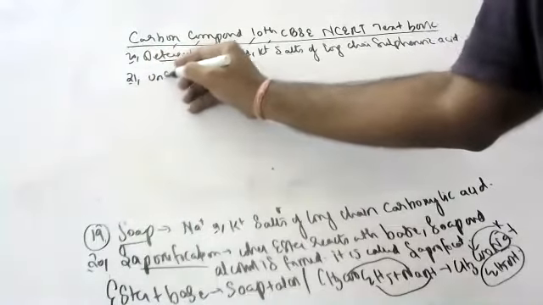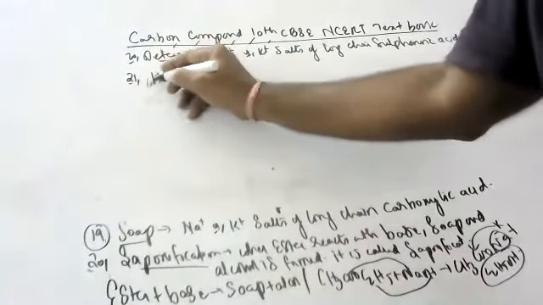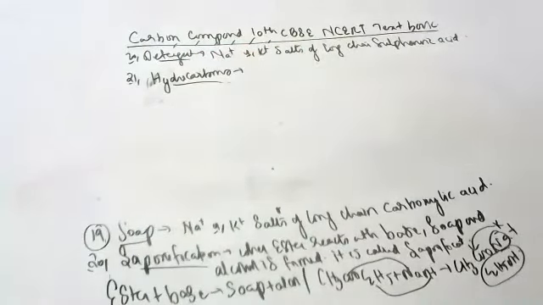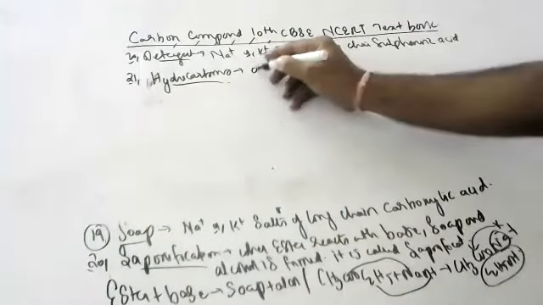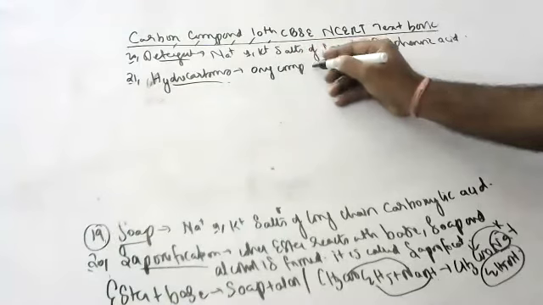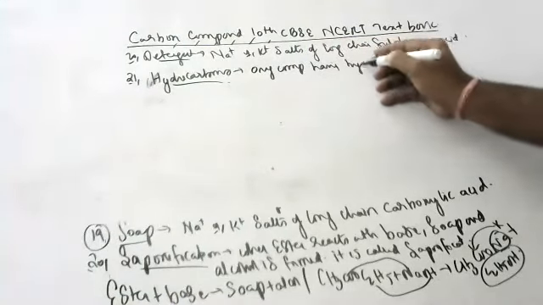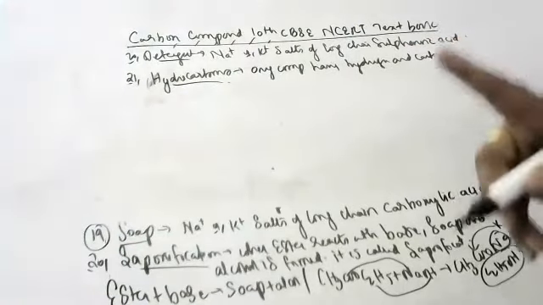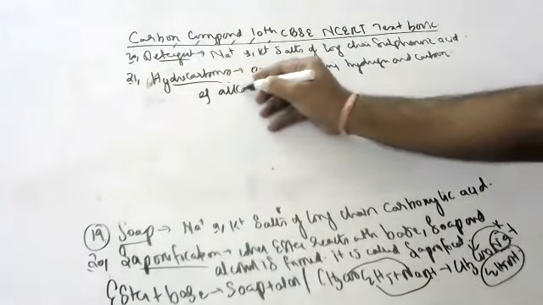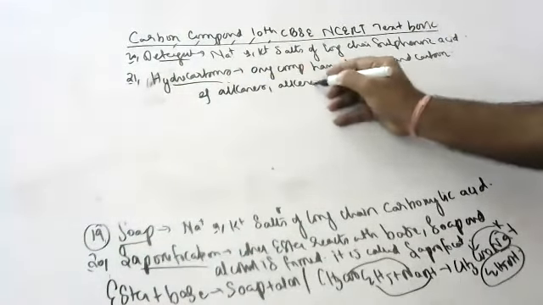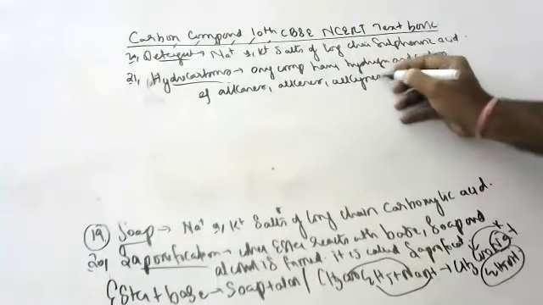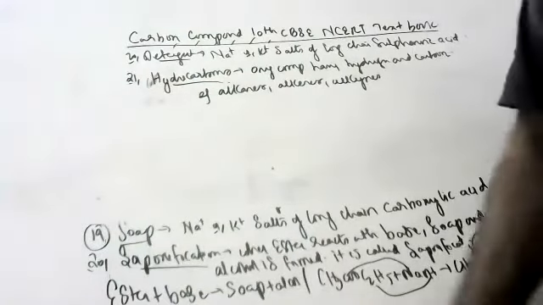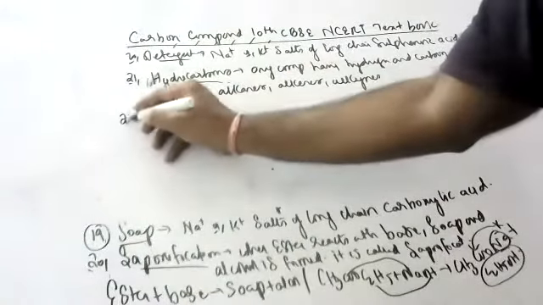Next, unsaturated. First, what are hydrocarbons, children? Anyone? At least say this. Organic compounds having hydrogen and carbon. Example, alkanes, alkenes, alkynes. Organic compounds having only hydrogen and carbon are called hydrocarbons.